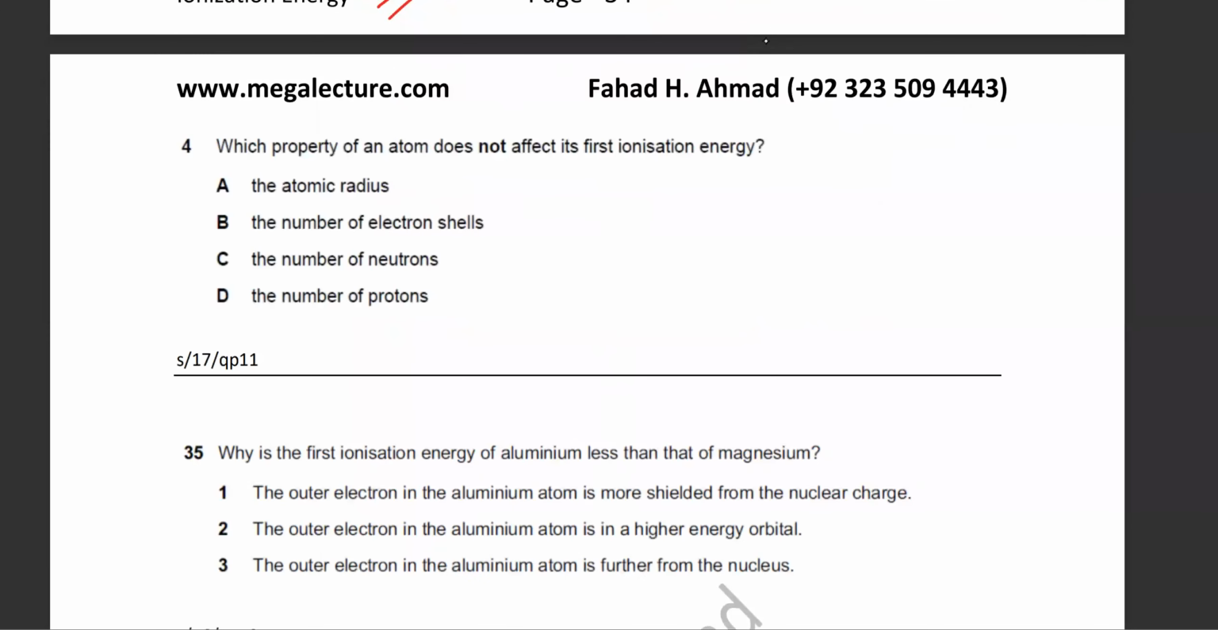So then the next one: which property of an atom does not affect its first ionization energy? So which property is not going to affect the ionization energy of an atom? C. Number of neutrons. Neutrons don't attract anything.